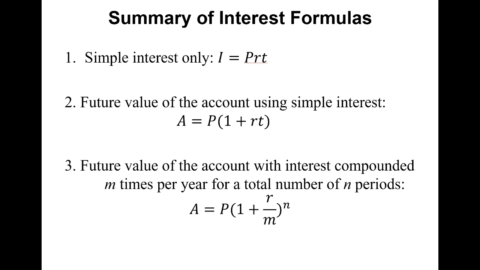And in closing, here's a summary of the interest formulas that we encountered in this section. So we had our simple interest only formula. We had the future value of the account using simple interest. And then we had a compound interest formula. And even though we initially presented a compound interest formula for an annual interest rate, notice that if you let m equals 1, then that's the same formula. So we really only need one formula for compound interest.